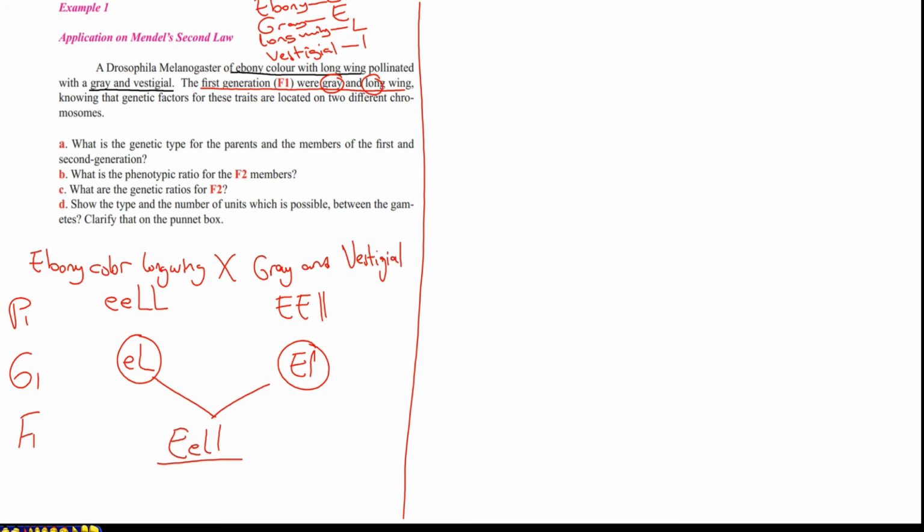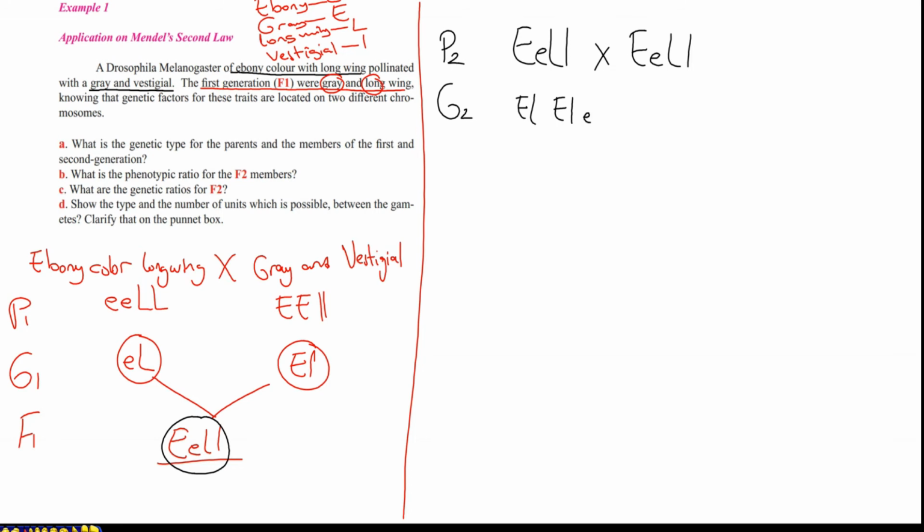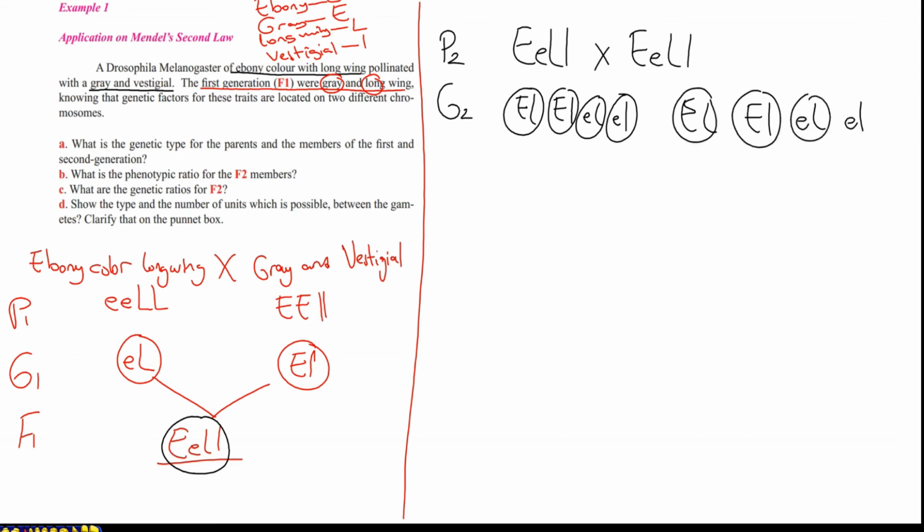For the F2 generation, there is no information about the parents, so we take the members of the F1 generation and leave them for self-pollination. So the parents are E capital, E small, L capital, L small, with another E capital, E small, L capital, L small. Gametes for the second generation: capital E capital L, capital E small l, small e capital L, small e small l. That's 1, 2, 3 and 4. The second parent, with a similar genotype, produces similar kinds of gametes: 1, 2, 3 and 4.